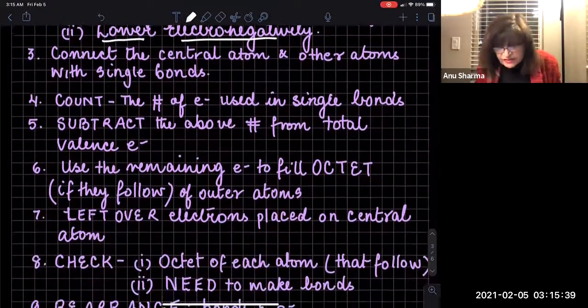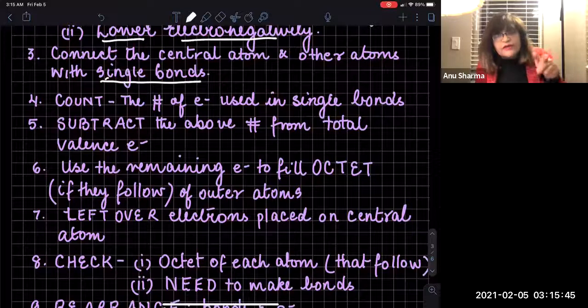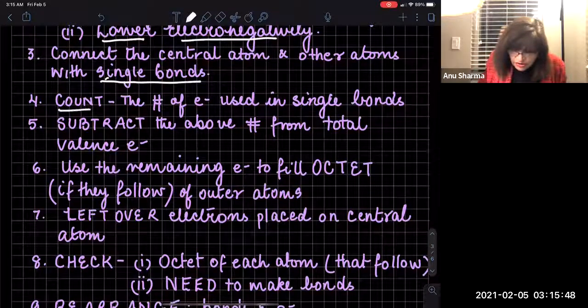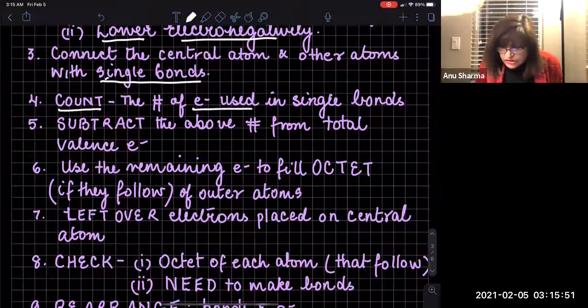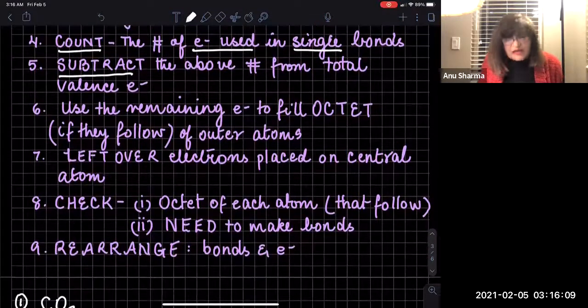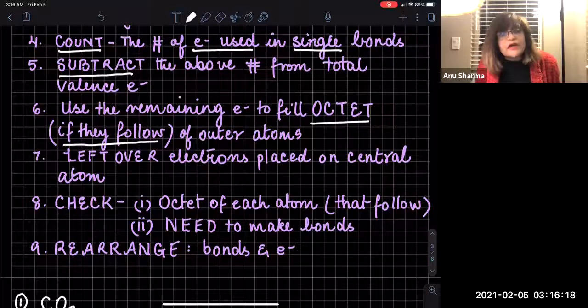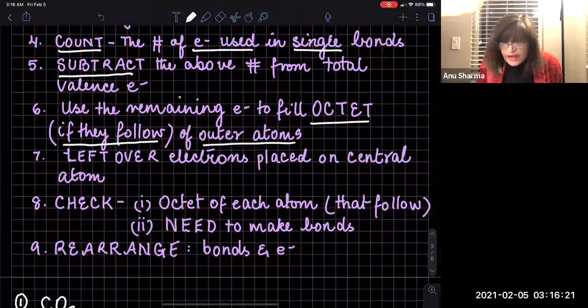Next is connect the central atom and the other atoms with a single bond. Next is count all these electrons that got used in single bond formation. Then subtract them from the total valence electrons. Then whatever leftover electrons, what do you do? You use the remaining electrons to fill the octet, if they follow the octet, of the outer atoms.